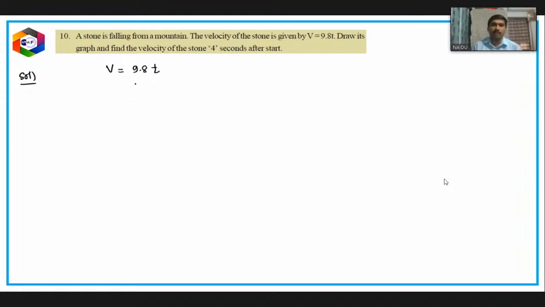The exact value is 9.8. So v equals 9.8 t is given. So directly here the equation is given. The two variables: V is velocity.